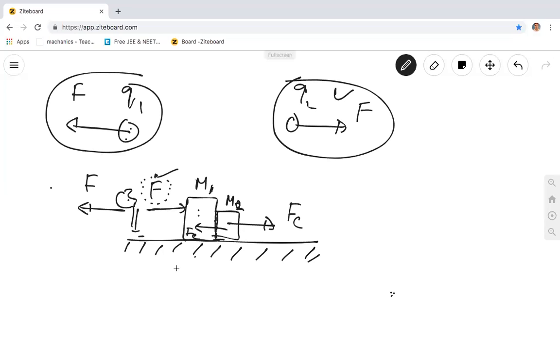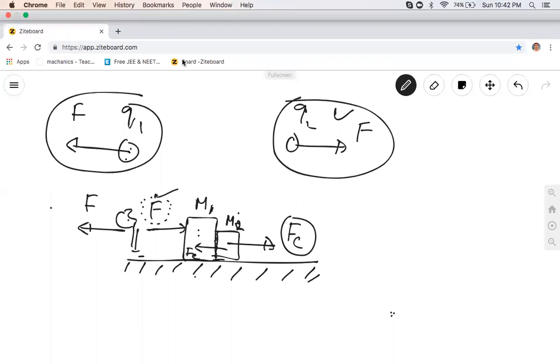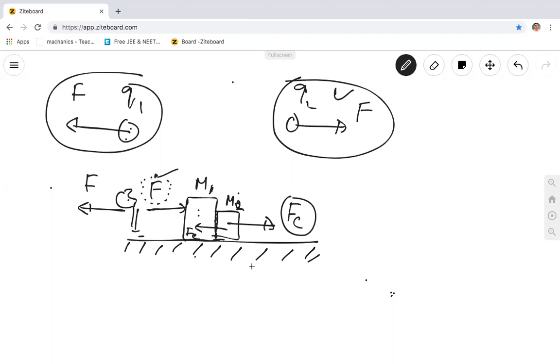Now I may ask you a question. This FC acts on what? FC acts on M1 or M2? So, listen. This FC acts on M2 and is created by M1 on M2. This other FC is created on M1 by M2. Now let me ask you a last question. What is F net on M1?